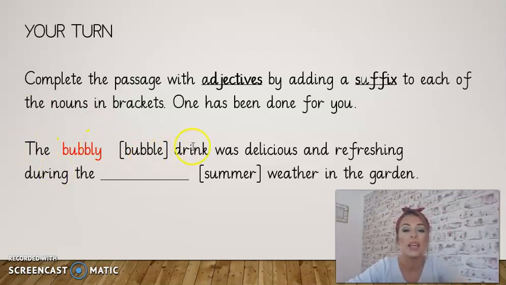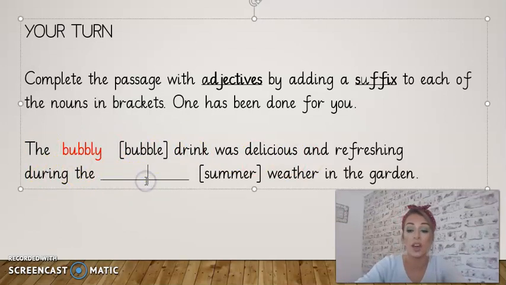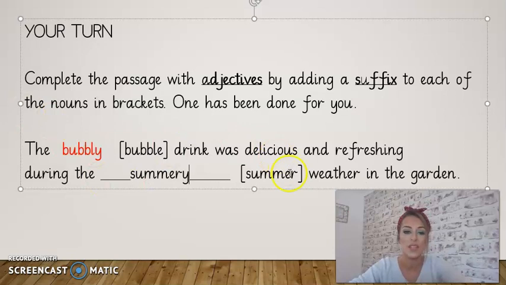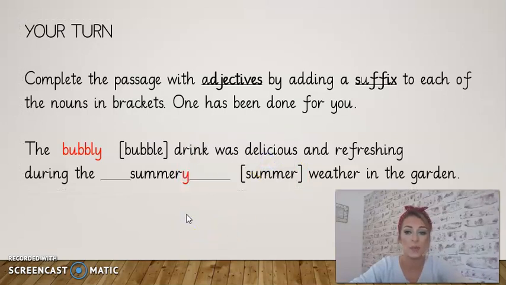So the bubbly drink was delicious and refreshing during the summery weather. So you've taken the word summer and you've added just a Y suffix. So that was your suffix there. Summer becomes summery. Okay, you ready for the next question?